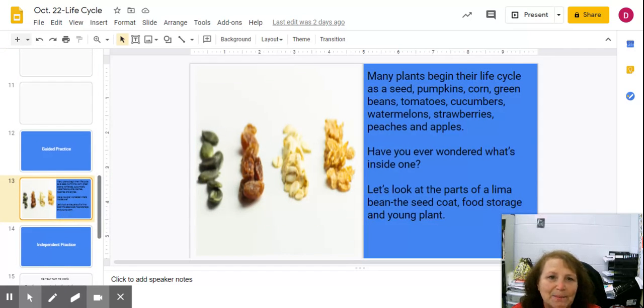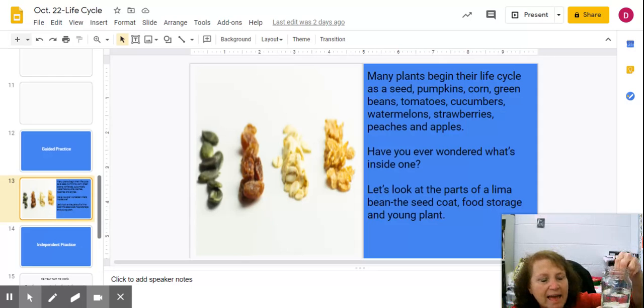Many plants begin their life cycle as a seed. Pumpkins, corn, green beans, tomatoes, cucumbers, watermelons, strawberries, peaches, and apples. Have you ever wondered what's inside one?